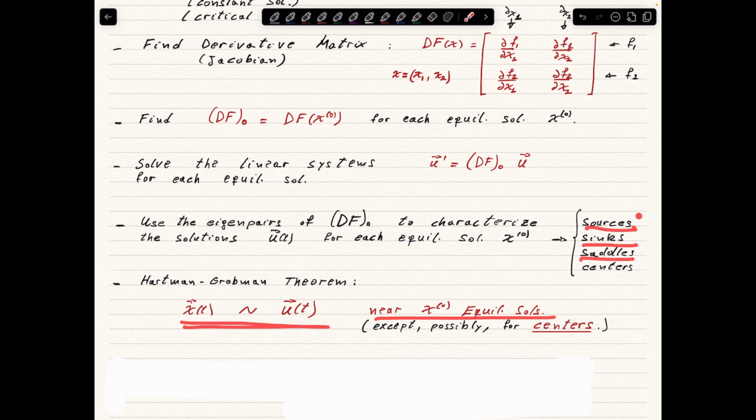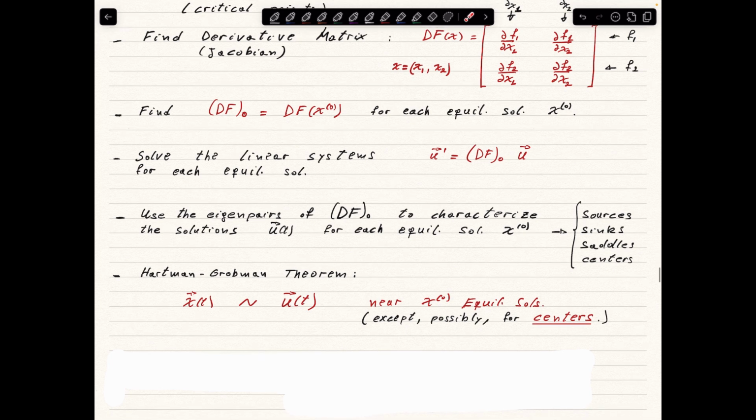Sources, it doesn't matter if it's a spiral or a node. It doesn't matter if the sink is a spiral or a node. This relation holds for all these cases. But the only case that we don't know what happens is when we have a center, that we need to do further study to relate these two behaviors. Sometimes for centers, the behavior of the linearization is similar to the behavior of the solution of the nonlinear system, and sometimes it's not. So we need to do further study for centers. For these other cases, the behavior is similar.